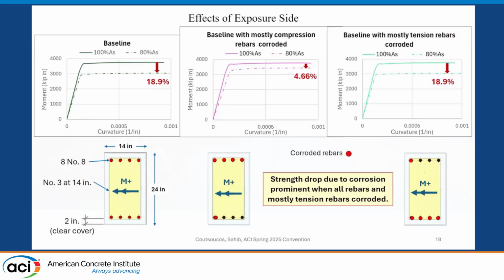For the next effect, we see the exposure side. So you see again from left to right, the baseline is about 19%, where all rebars are fully corroded, while in the middle graph, we have mostly compression rebars being corroded, about 5%, and on the right graph, we have mostly tension rebars corroded, again at 19%. So the takeaway from this slide is that if either all the rebars or mostly the tension rebars are corroded, the strength drop is really prominent.